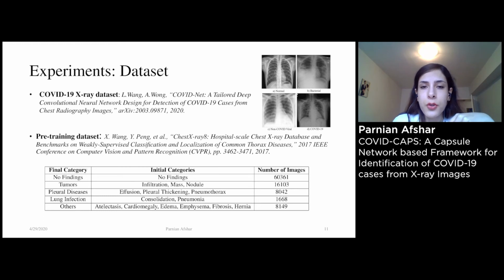For pre-training, we used an external data set from a paper published in CVPR. This data set contains almost 15 findings related to lungs, but to have fewer classes, we regrouped these findings as no finding, tumors, pleural disease, lung infection, and others. So in this way, in the pre-training phase, we have 5 classes in the final capsule layer. And when we want to fine-tune using the COVID-19 dataset, we remove the last capsule layer. We insert 2 capsules to represent positive and negative COVID-19 cases.